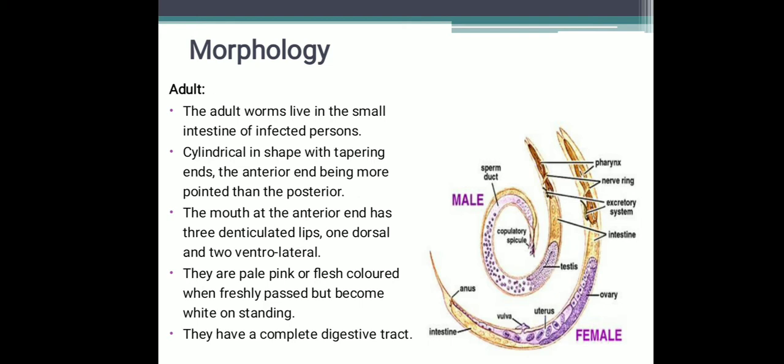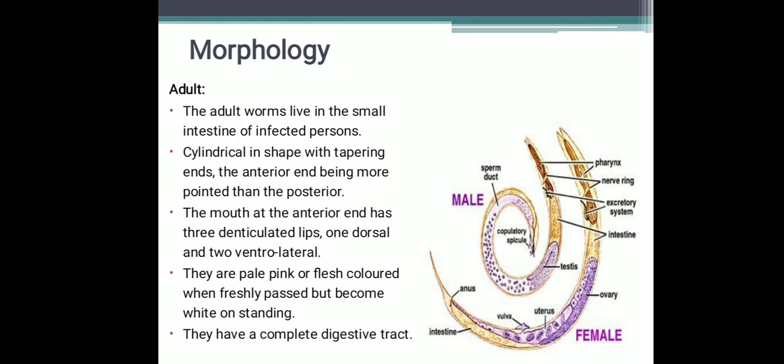They are cylindrical in shape with tapering ends, the anterior end being more pointed than the posterior, and the mouth at the anterior end has 3 denticulated lips, 1 dorsal and 2 ventrolateral. They are pale pink or flesh colored when freshly passed, but become white on standing. They have a complete digestive tract. These are the general characteristics of the adult worm.